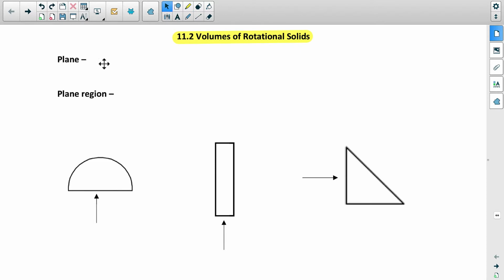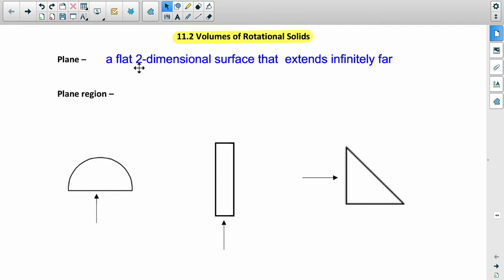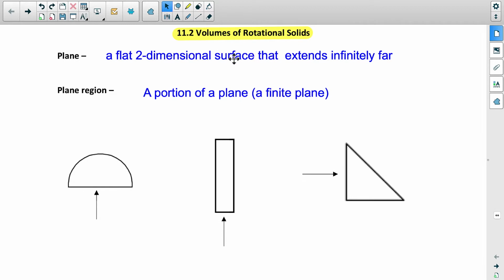First of all, we need to define a plane. A plane is a large object with wings that flies coast... No, that's not what it is, not in math. A plane in math is a flat, two-dimensional surface that extends infinitely far. So these things drawn here are not planes, because they don't go on forever, right? If this side went on forever, and this side, and this side, and this side, that'd be a plane. These are plane regions, a portion of a plane. You could think of it as a finite plane, instead of an infinite plane.